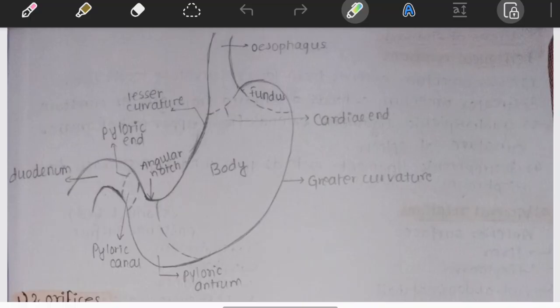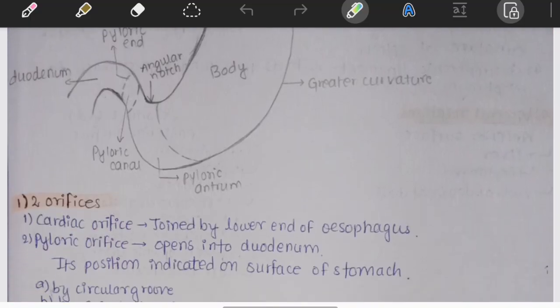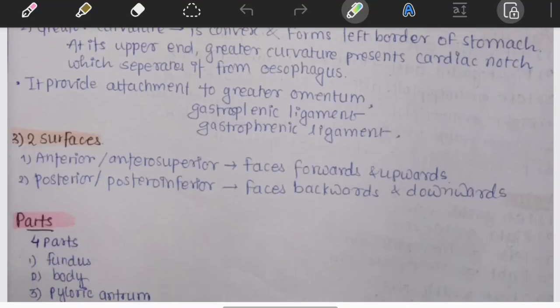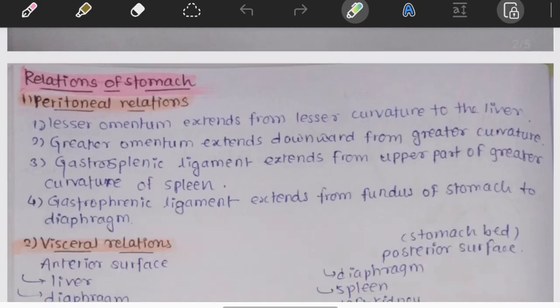The relations of the stomach. Now comes one of the most confusing parts of stomach anatomy, that is the relations. Students usually memorize a huge list. I don't want you to do that. Instead, imagine the stomach as a balloon, and it has front, back, coverings, connections, and its neighboring organs. First, we will see the peritoneal relations.